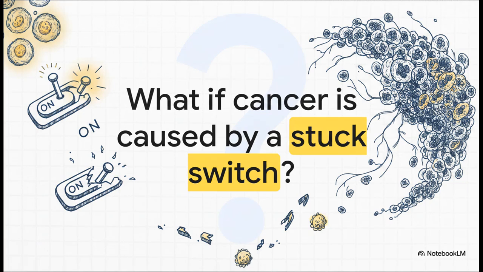I want you to imagine, just for a second, that your cells are controlled by millions of tiny biological light switches. They're telling your cells exactly when to divide and when to stop. Now, what if one of those vital switches got flipped to the on position, and then the switch literally broke off, leaving it stuck on forever? Well, that simple, absolutely terrifying concept is the core mechanism behind some of the most aggressive tumors we face.